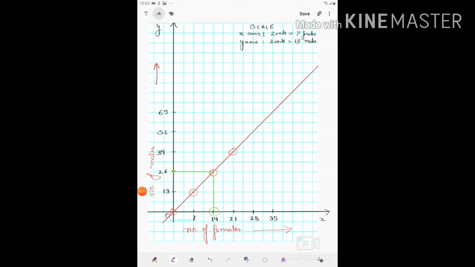For the second part, we have to consider the number of females to be 21. So, the same process will be followed. This time we will be moving from the x-axis at 21 to the graph line, drawing a line which is parallel to the y-axis, and wherever it is touching the graph line, we will draw a line parallel to the x-axis this way, touching the y-axis, and it is touching the y-axis at 39. So therefore 39 is our answer for the second part.